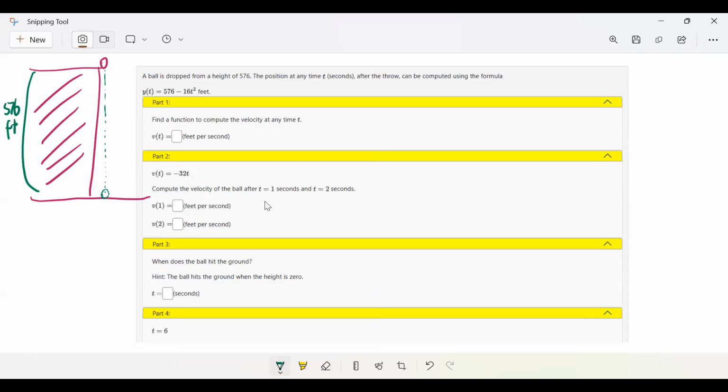We have the position function. So position function, let me use s of t: 576 minus 16t squared. As you can see, the velocity function is the derivative of the position function. So differentiating the position function with respect to time t. Again, I didn't go with the limit definition of the derivative. We just use a shortcut, using differentiation rules, and it's a lot quicker to get all these derivatives.